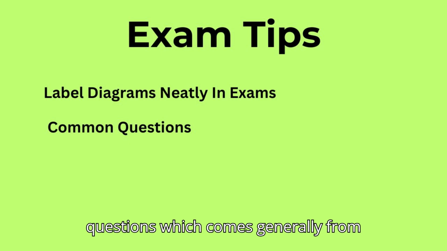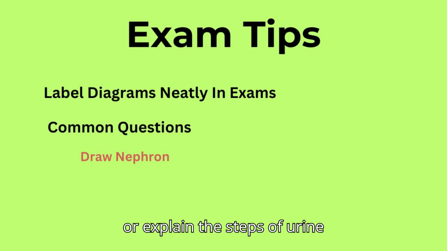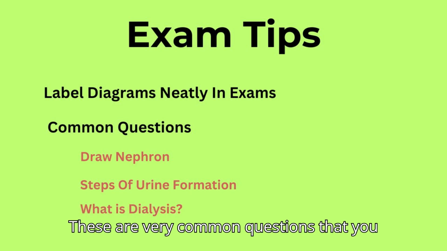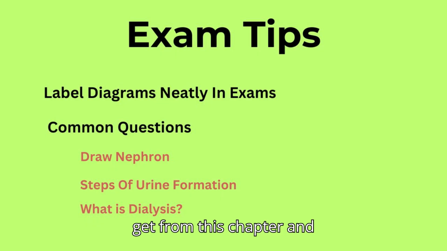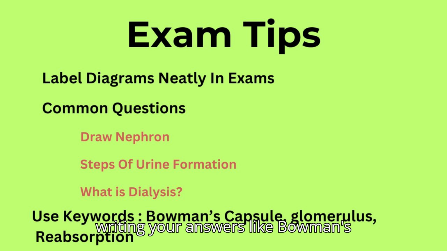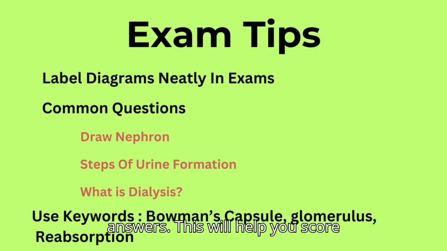Common questions which come generally from this are: draw the nephron and label it properly, or explain the steps of urine formation, or what is dialysis. These are very common questions that you get from this chapter. And remember to use key terms when you are writing your answers, like Bowman's capsule, glomerulus, reabsorption and secretion. This will help you score full marks.